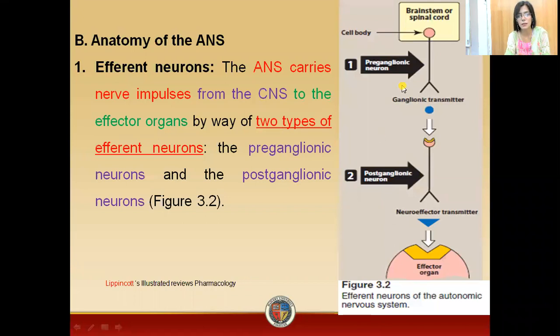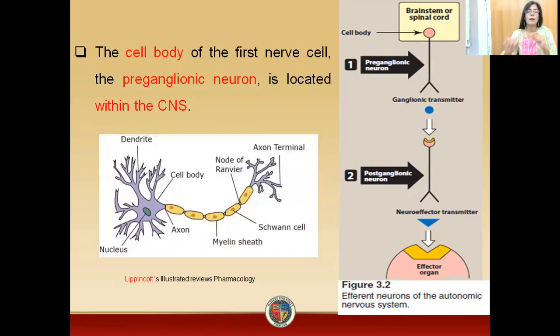As indicated by the name, pre means these are the neurons which are present before the ganglia, and postganglionic neurons are the neurons which are present after the ganglia. The cell bodies of the first nerve cells, that is the cell bodies of the preganglionic neurons, are located within the CNS, as represented by this pink color. This is the diagram of a neuron, showing that a neuron consists of a cell body. So the cell body of the preganglionic neuron is present in the CNS.